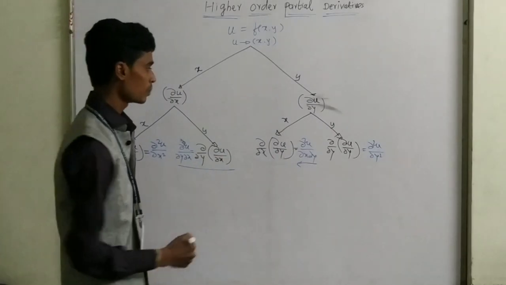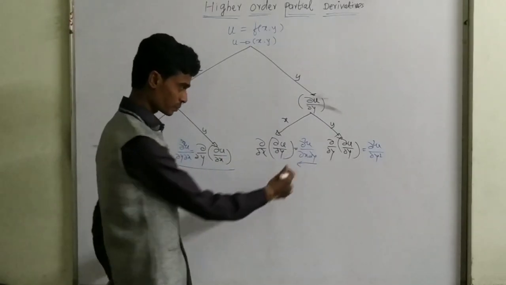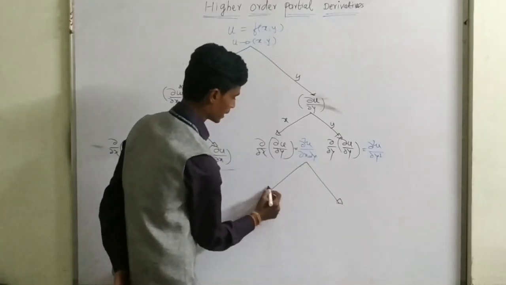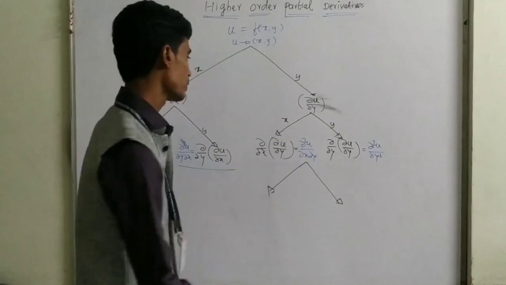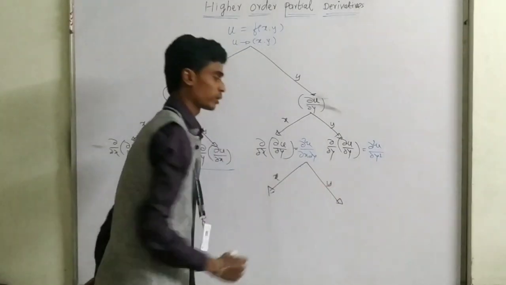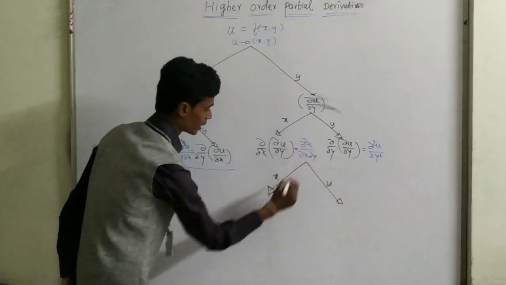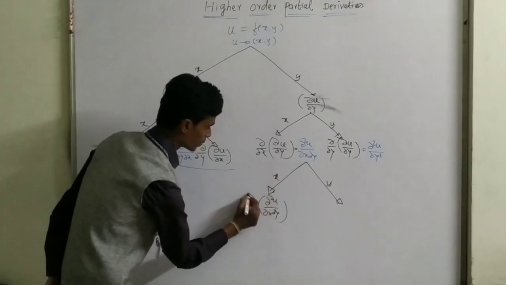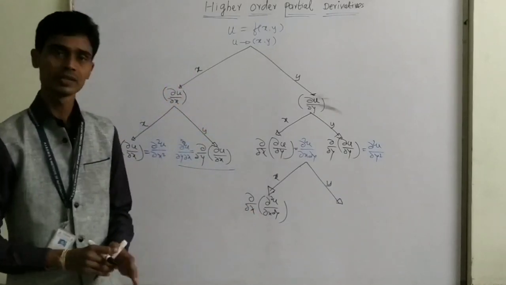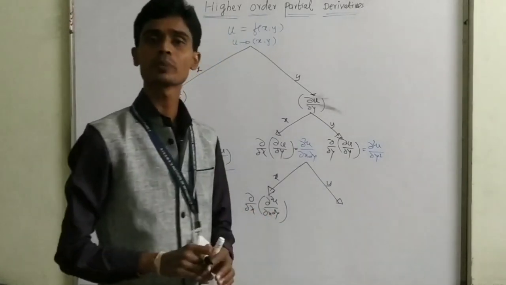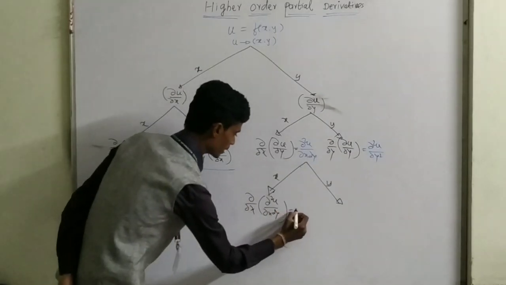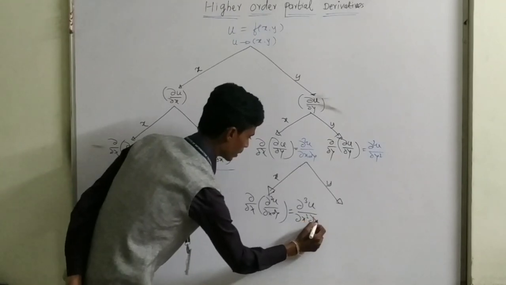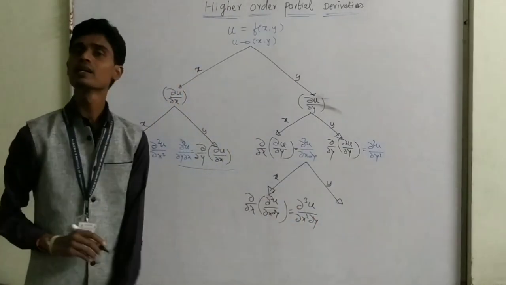Again I am saying next, suppose this ∂²u/∂x∂y is again a function of x and y. So again we differentiate with respect to x and with respect to y. What happened? Keep in mind हमारा क्या था यहाँ पे, ∂²u/∂x∂y. We differentiate partially with respect to x. Clear? So this becomes ∂³u/∂x²∂y.